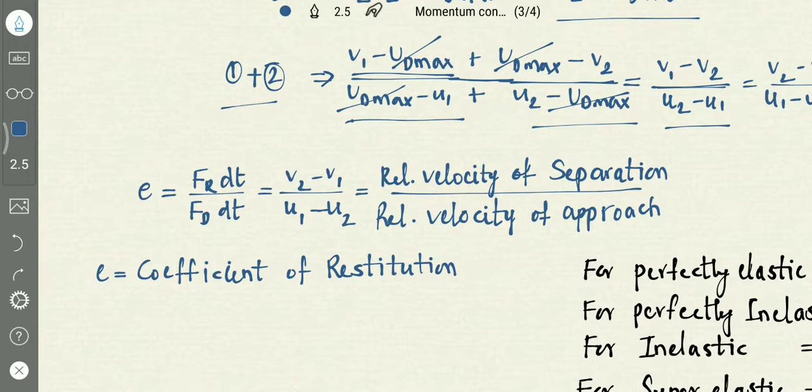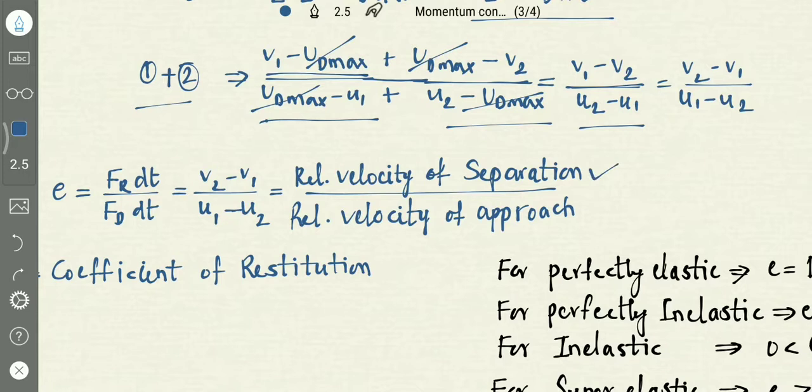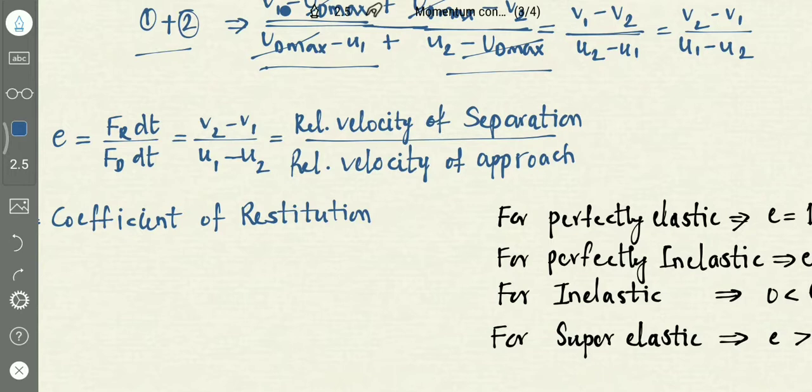And this is called the coefficient of restitution. The ratio of V2 minus V1 and U1 minus U2 is called the coefficient of restitution. What is V2 minus V1? It is the final velocity of the second body minus the final velocity of the first body, which is the relative velocity of separation. And the velocities of the two bodies before impact give the relative velocity of approach. So V2 minus V1 is the relative velocity of separation, which is after the impact, and U1 minus U2 is the relative velocity of approach, which is before the impact. And this E is called the coefficient of restitution.